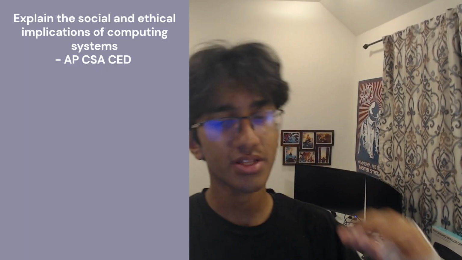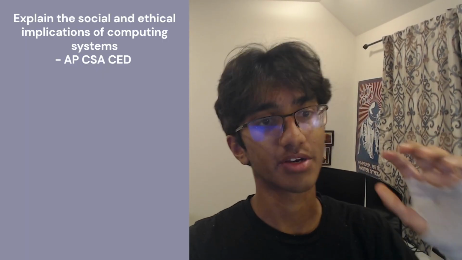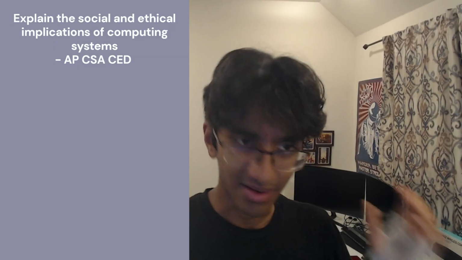Okay, now on to 3.2. 3.2 is a little easier, I would say. It's not as vocab heavy as 3.1 was. So 3.2, like I said earlier, is all about explaining the social and ethical implications of a computing system, right? Again, I read that straight from a definition, and now let's break it down.